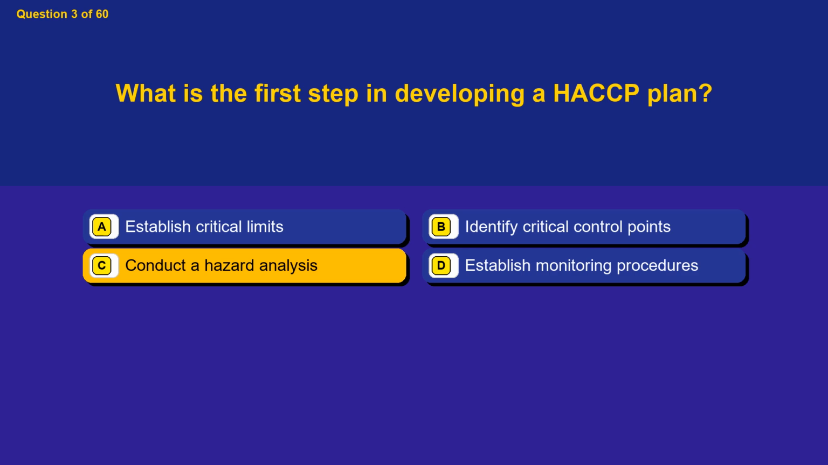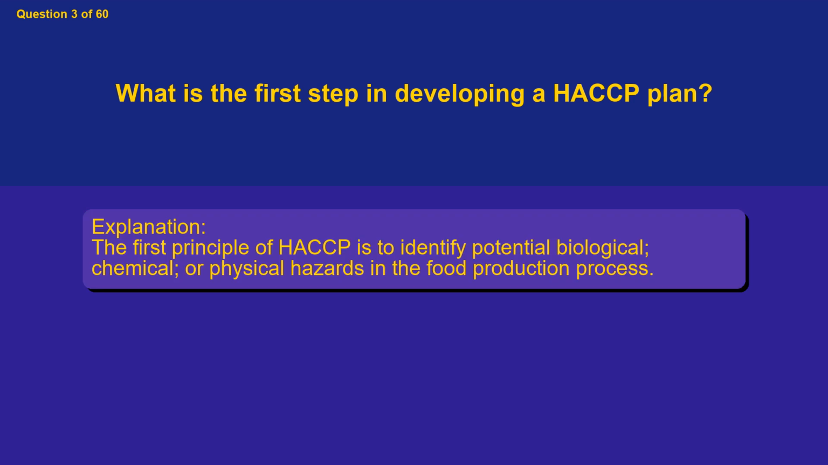The correct answer is option C, conduct a hazard analysis. The first principle of HACCP is to identify potential biological, chemical, or physical hazards in the food production process.